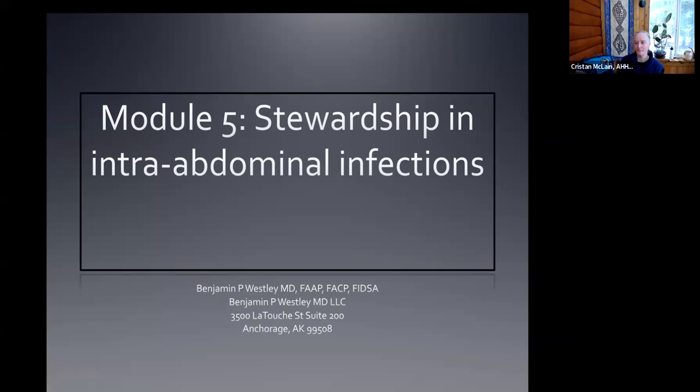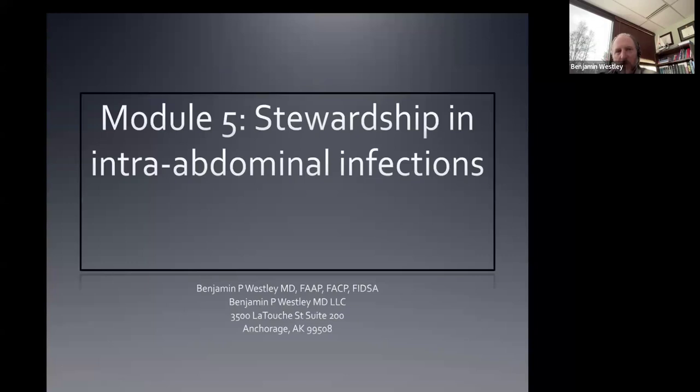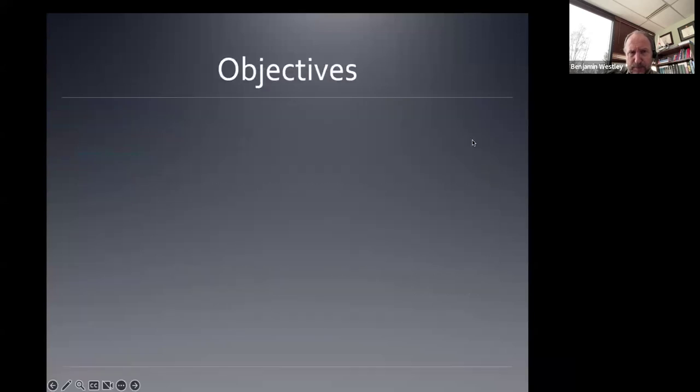Okay, great. We are on module 5. The series is going quickly, and so today we'll talk about intra-abdominal infections. These are a little more complex and annoying to treat compared to the more formulaic stuff we did in the first few modules, but unfortunately these are pretty common in the hospitals we work in.